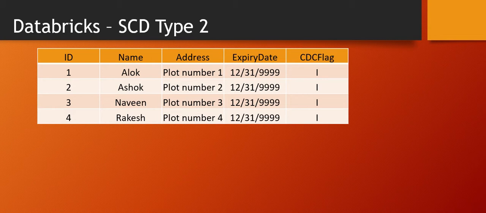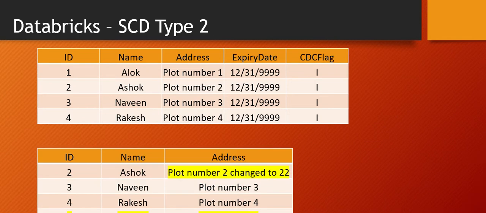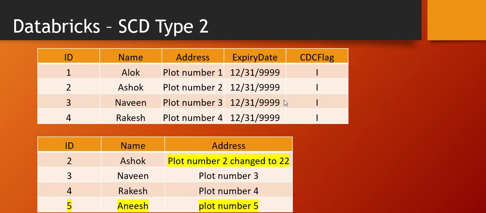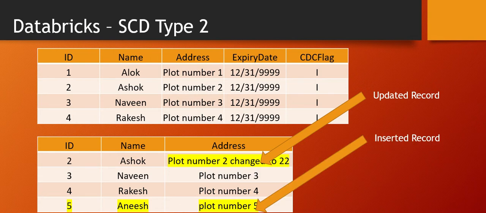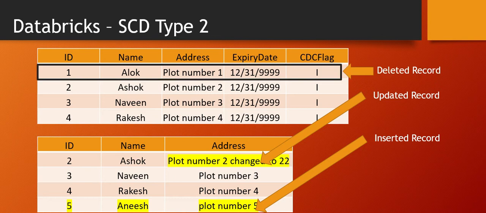Now this is the current day snapshot. Tomorrow you may get new source data from your system. The bottom one is the new snapshot which we have got. If you notice here, there is one record which is updated, which is ID 2. Now the address has changed. Here you'll see one new record has been added, so that is going to be the new insert. And you will notice the second table does not have ID 1, so that is actually the deleted record.